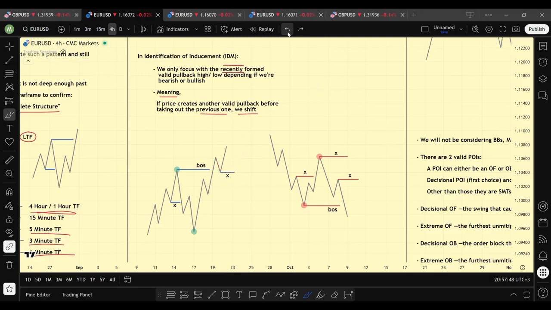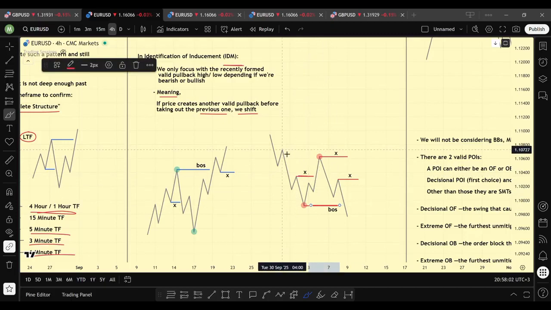So again here you can clearly see this is a bearish scenario. We say that when you see such a pattern where price has taken the recently formed valid pullback and made that break of structure, it doesn't matter if price goes forward to take another one. We are only focused with this one here. If price takes this one, then this one here is a swing point, and if price reverses, that will be a valid break of structure.